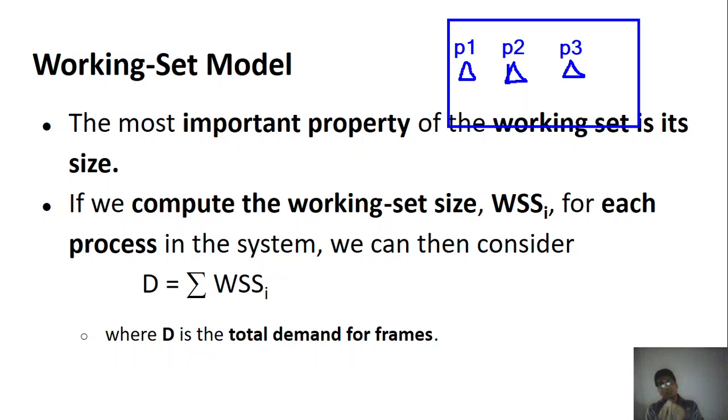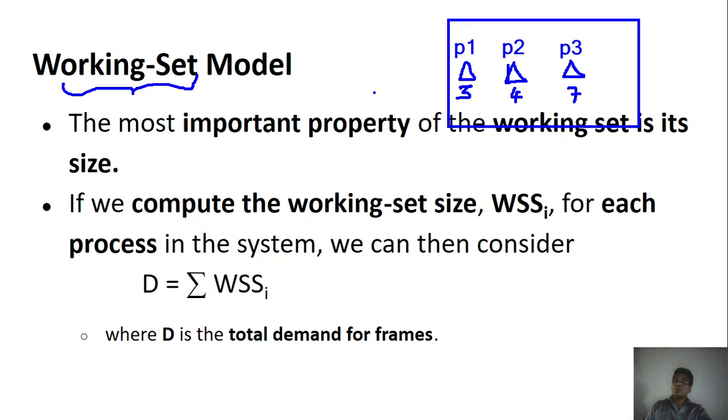If the operating system knows what the locality is, then if this code comes, 3 pages must be there. If the other code comes, 5 pages must be there. In other words, it knows the working set, and the working set contains all the active pages. So for process 1, 3 pages are required. For process 2, 4 pages are required. For process 3, 7 active pages are required.